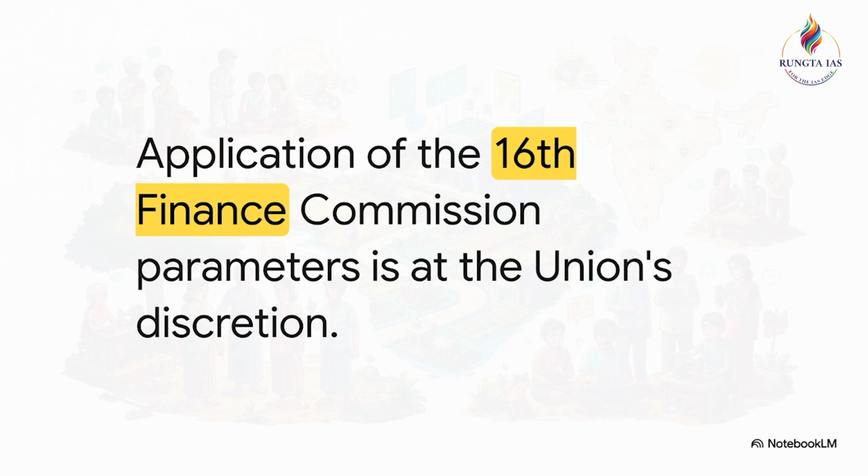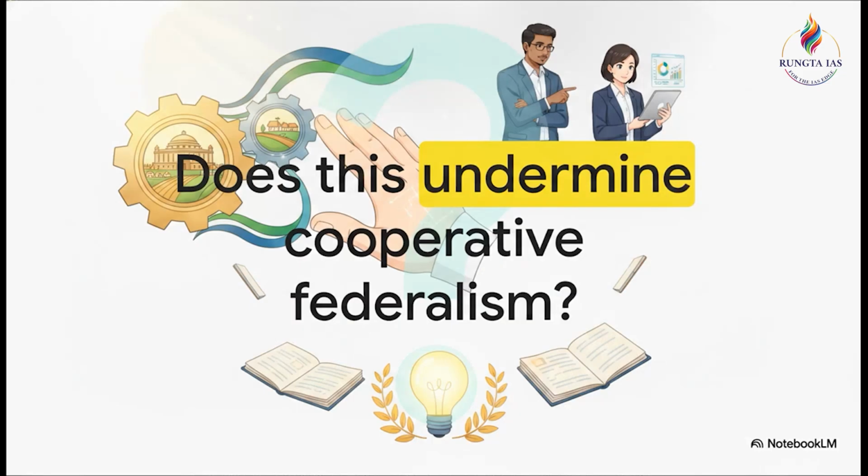However, the exact methodology for applying those parameters is determined entirely at the discretion of the union government. So academics are arguing that this creates a structural imbalance, leaving way too much power concentrated in the hands of the center. And that leads us to our final provocative thought for the day. Does the discretionary application of Finance Commission parameters and welfare schemes actually undermine the very spirit of cooperative federalism?